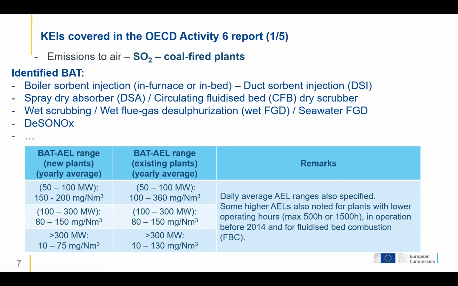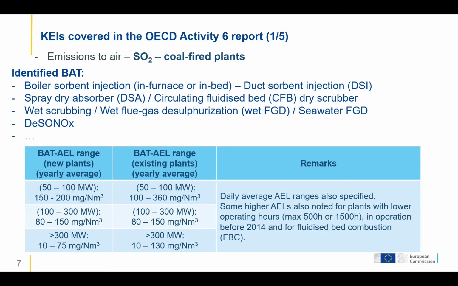Here you can see a more detailed table according to the ranges of installed capacity. In the first row of this table, you can see on the left-hand side for new plants, and in the middle column for existing plants, the yearly average BAT-AELs for sulfur dioxide emissions. And you can see that when you move from the lower installed capacity to the higher, the levels are lower. The ranges that are concluded are lower.